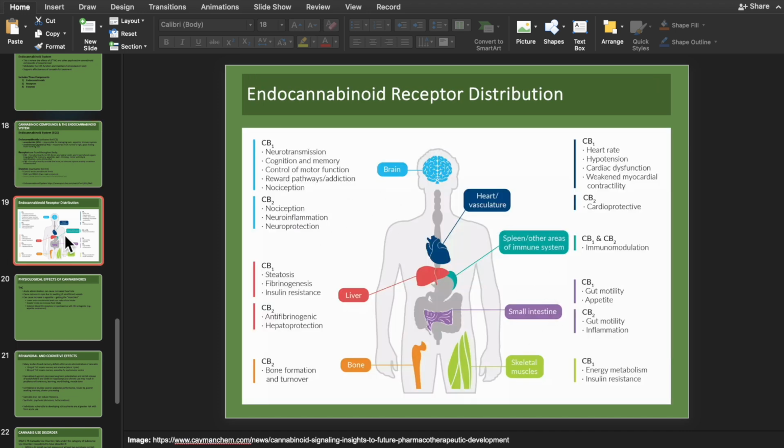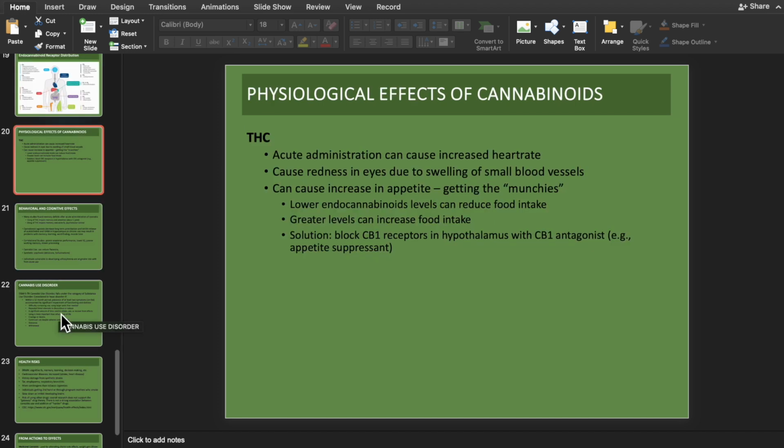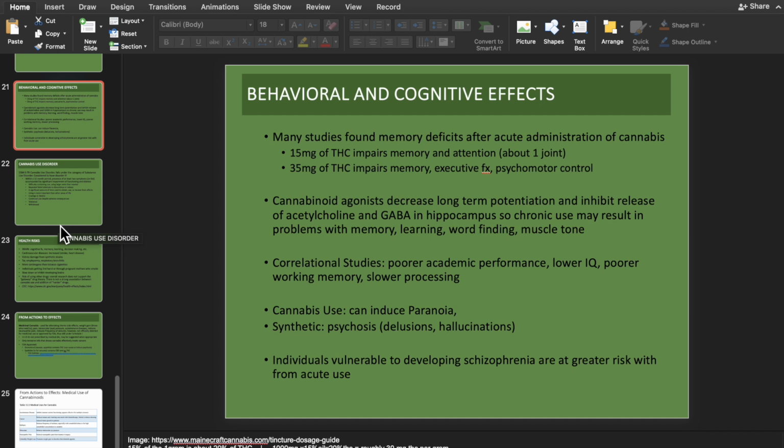CB1 is found primarily in the CNS, brain and spinal cord, and in peripheral organs. It helps with short-term memory, pain, thinking, motor activity, coordination, and some immunity. CB2 is found primarily outside of the brain and in the immune system, and mainly helps reduce inflammation. The physiological effects of THC include increased heart rate, red eyes due to swelling of blood vessels, increased appetite. People get the munchies when they're high. That's that THC.